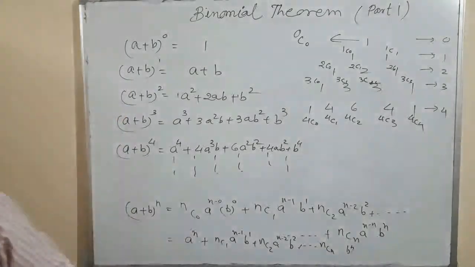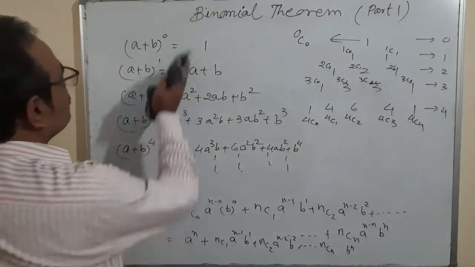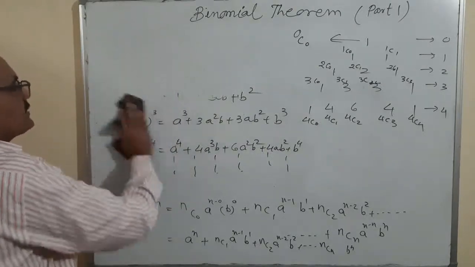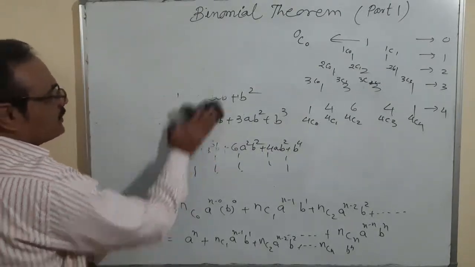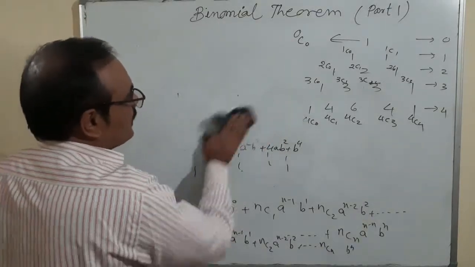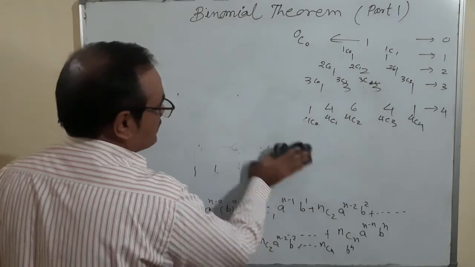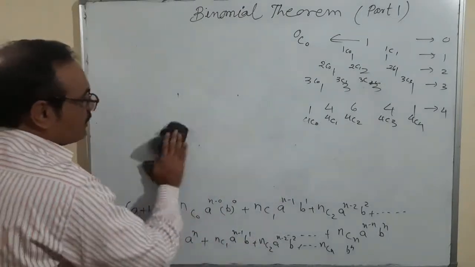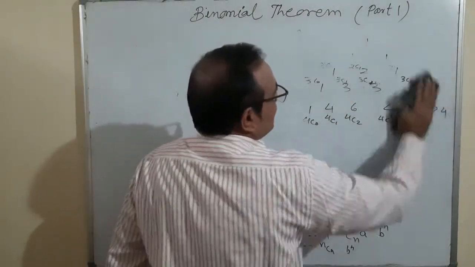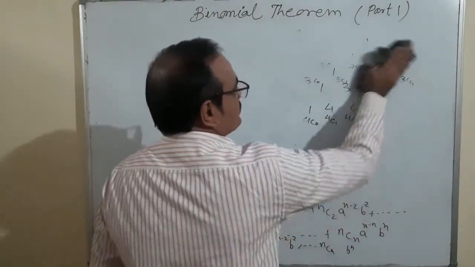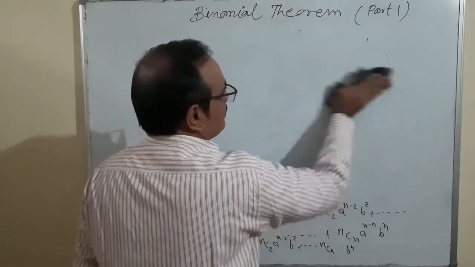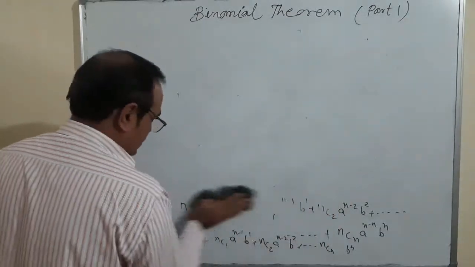In this expansion, if you replace the values, like a equal to 1, b equal to x, or a equal to x, b equal to y, or a equal to x, b equal to minus 1, then we can write many more expansions. Here I am writing some expansions which are generally used when we solve questions.